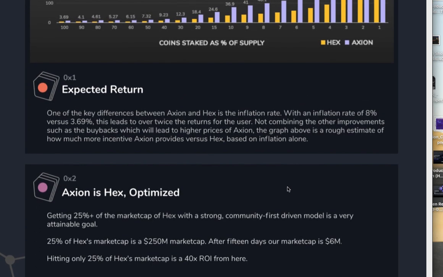Alright, so let's move on to the final section. Axion is HEX optimized, and this is a very key point. Getting 25% plus of the market cap of HEX with a strong, so 25%, so the community-driven first model is a very attainable goal. 25% of HEX market cap is 250 million market cap.